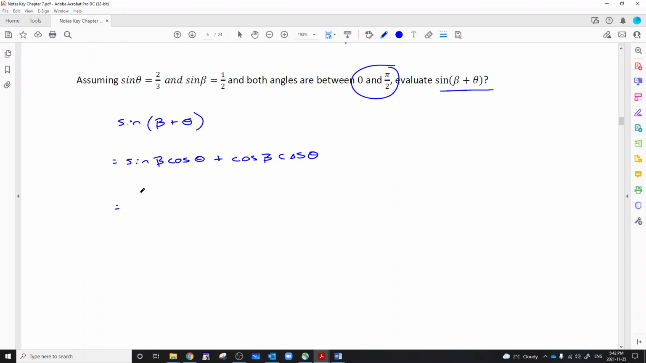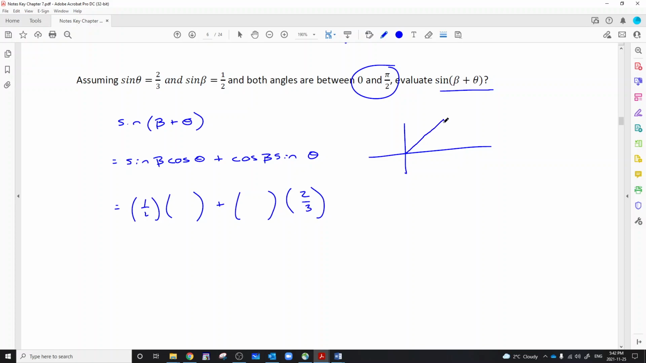Well, we know that the sine of beta is 1/2. They didn't tell us the cos of theta. They didn't tell us the cos of beta. But they did tell us, oh, sorry, I wrote cos there. That was supposed to be a sine. The sine of theta. Okay, so they didn't tell us the cos of beta, but they did tell us the sine of theta is 2/3. But we're missing cos. So what are we going to do? Well, we know that this angle is between 0 and pi by 2.